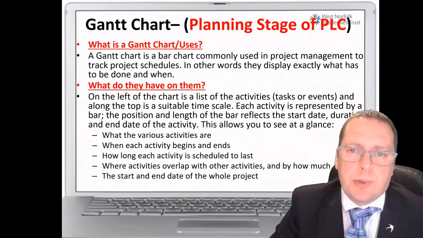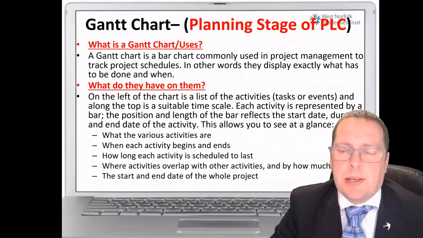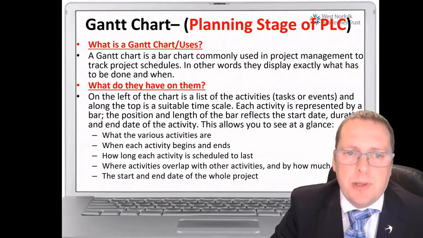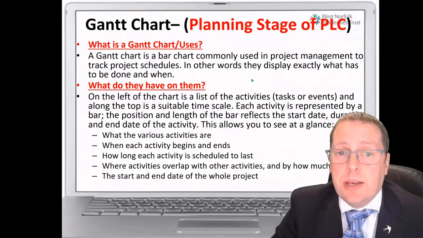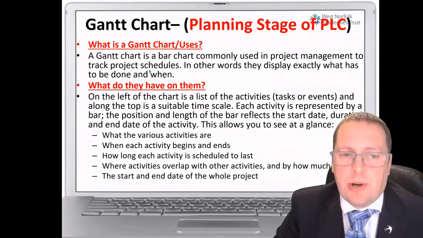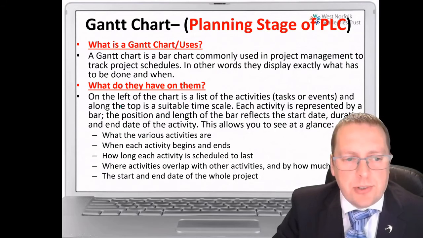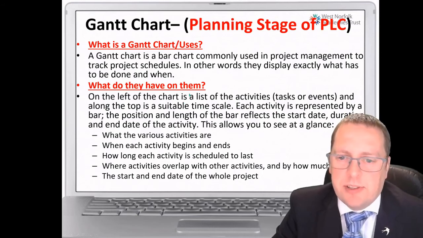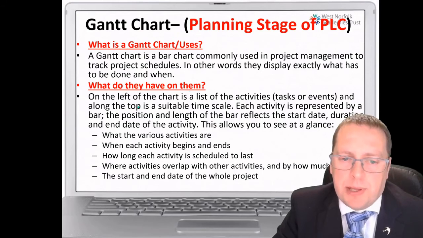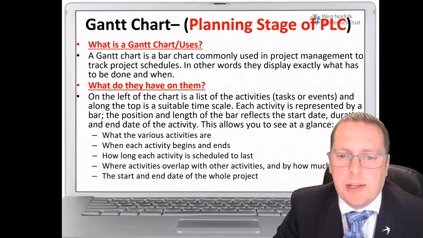We're now going to move on to a Gantt chart, and this is another planning stage of the project lifecycle. And a Gantt chart looks a little bit like a bar chart on its side, and it's used to show and track a project over time. So it displays exactly what has to be done and when it has to be done. I'm going to show you an example of a Gantt chart in a moment, but on the left of the chart is the list of activities, all the tasks that need to be completed. Along the top of the Gantt chart will be a time scale, and each segment of the Gantt chart will be a set amount of time.